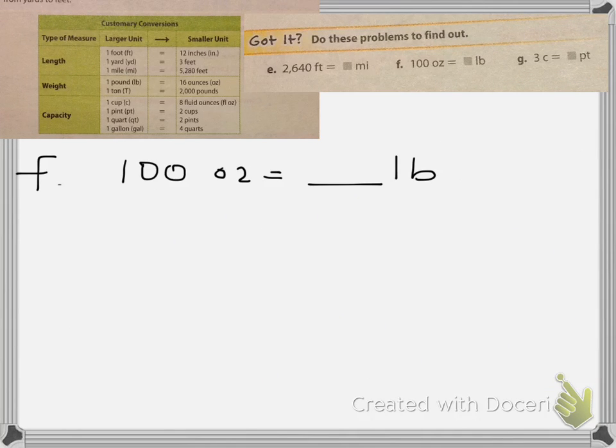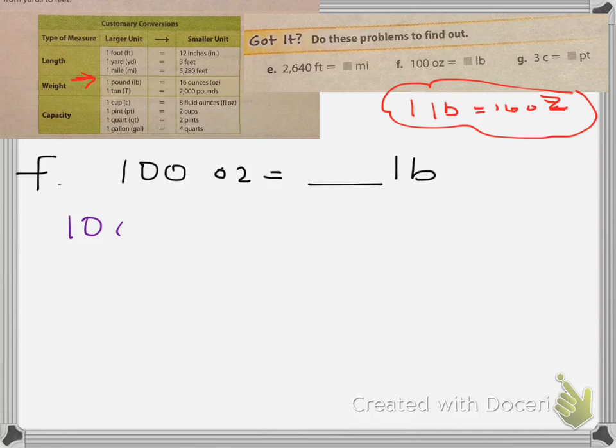All right, so for F, we're going to go ahead and take a look at our conversion table. We're converting 100 ounces to pounds. So let's find our ounces to pounds conversion. And right here, we see 1 pound equals 16 ounces. So let's write 1 pound equals 16 ounces. And then in purple, we'll go ahead and write our problem.